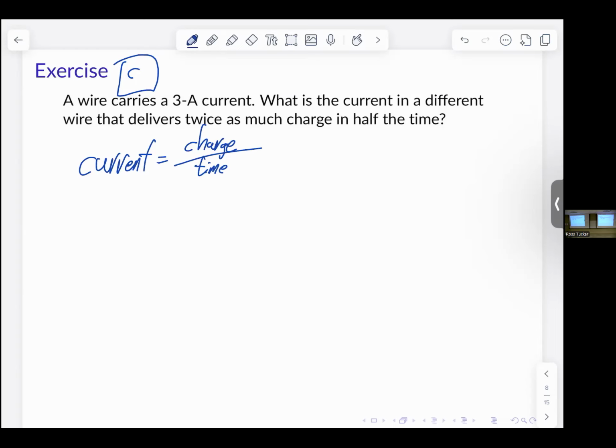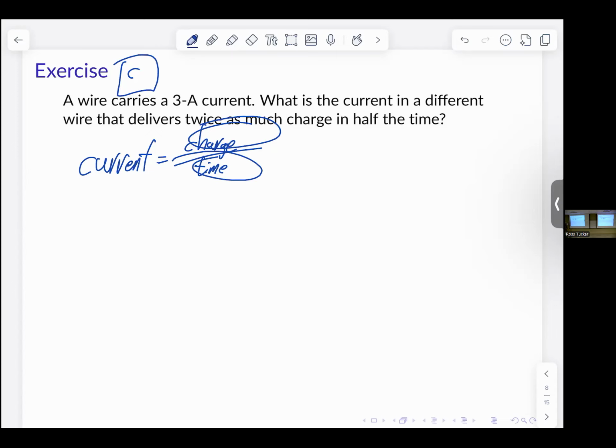Okay, what happens if I double the charge? What am I doing to the fraction? If I double the upstairs, I've doubled the fraction. What happens if I halve the downstairs of the fraction? I doubled the fraction again, right? You have half as much time, so you've got twice as much charge per time. If I double something and then double it again, I've quadrupled it. I have 12 amps instead of 3.